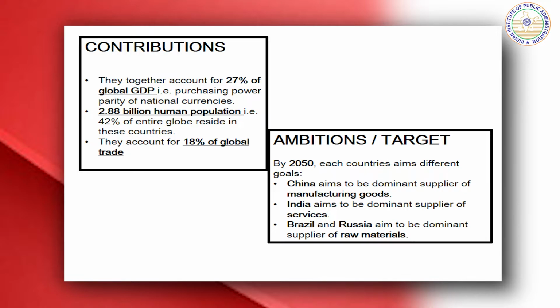Now, what are the ambitions or the targets of this group? By 2050, each of these group members hopes to achieve something. China aims to be a manufacturing superpower of the world, India aims to be the service superpower, and Brazil and Russia aim to be dominant suppliers of raw materials. So this is what the scale of the BRICS is going to look like in the coming years.